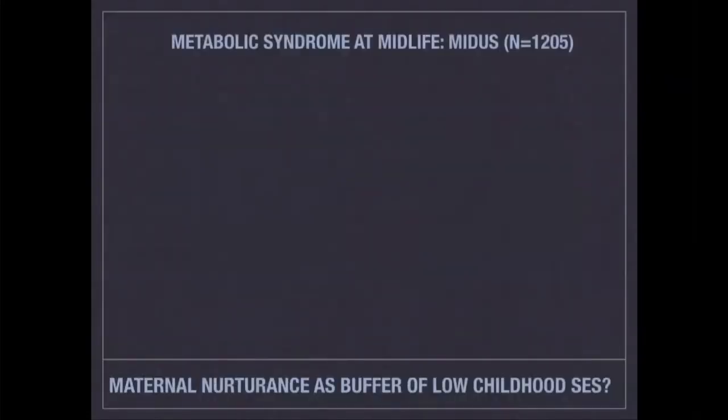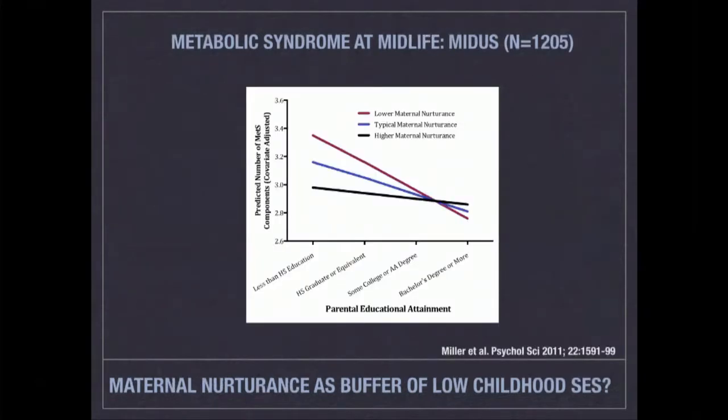are work we've done and others have done in MIDUS, which is a large epidemiologic study of midlife American adults. In an early paper, we showed in that data set that there was a strong linear relationship between childhood SES, as represented by parental education, and metabolic syndrome prevalence at midlife. And as you can see in this figure, that slope is relatively steep for people who report having low levels of maternal nurturance and other forms of early caregiving.